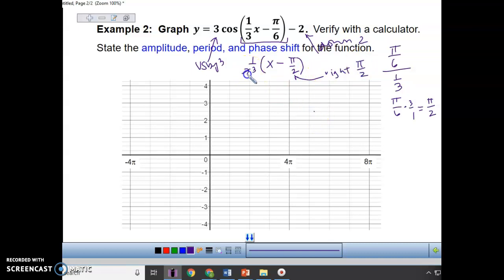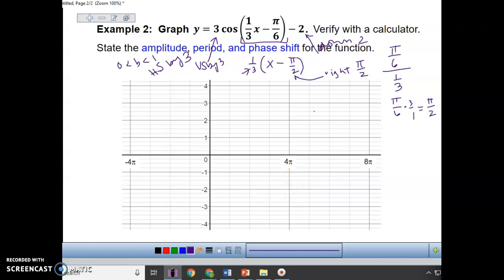And then this part, because b is between 0 and 1, this is actually going to be a horizontal compression. And you flip the reciprocal. Oh, I lied. This is going to be a horizontal stretch, not a horizontal compression, I'm sorry. Horizontal stretch, and you flip the reciprocal of b, and it's going to be a horizontal stretch by 3.